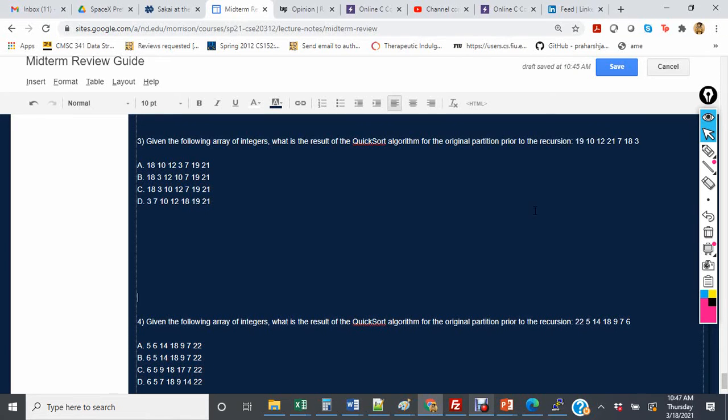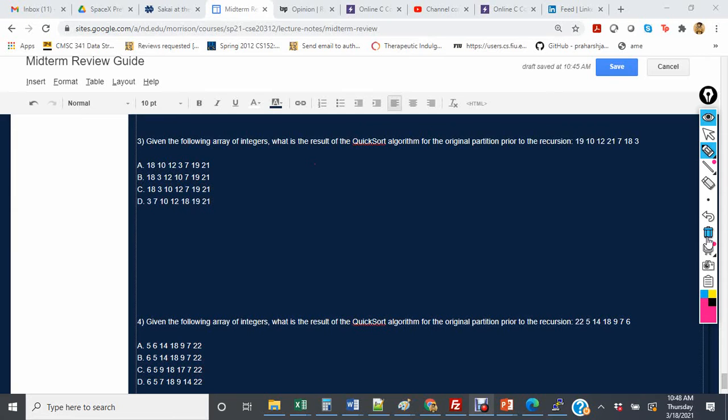Given the following array of integers, what is the result of the quicksort algorithm for the original partition prior to the recursion? The purpose of this problem is to reinforce that the original partitioning is where we gain the benefit because it allows us to significantly reduce the number of recursive calls, which is why quicksort is beneficial compared to bubble sort or merge sort.